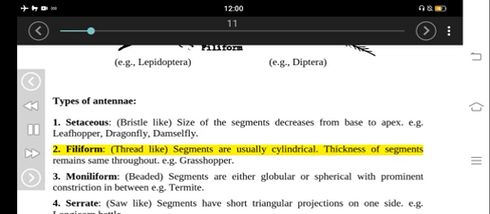2. Setaceous. Bristle-like, size of the segments decreases from base to apex. E.g., leafhopper, dragonfly, damselfly.